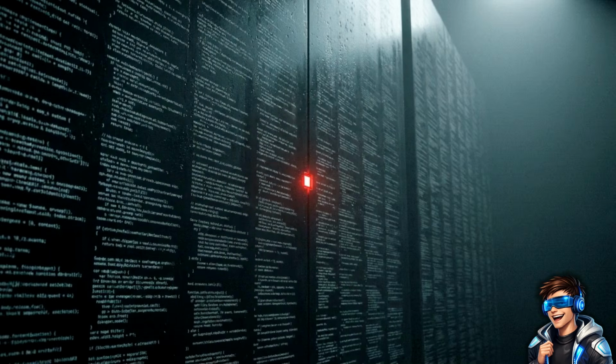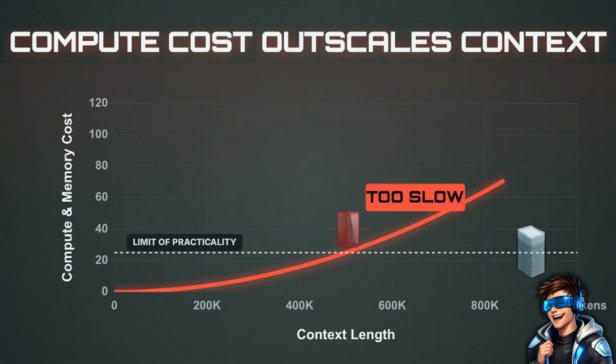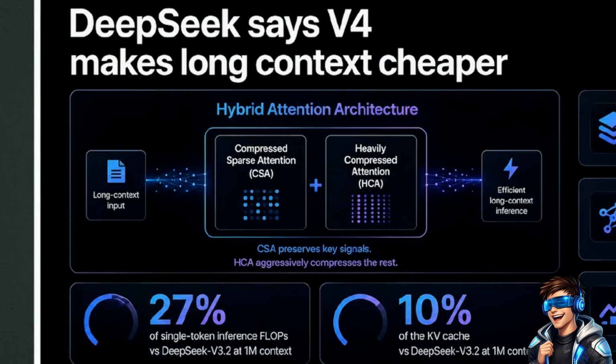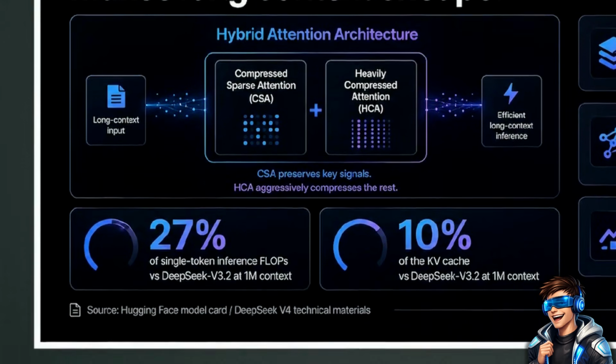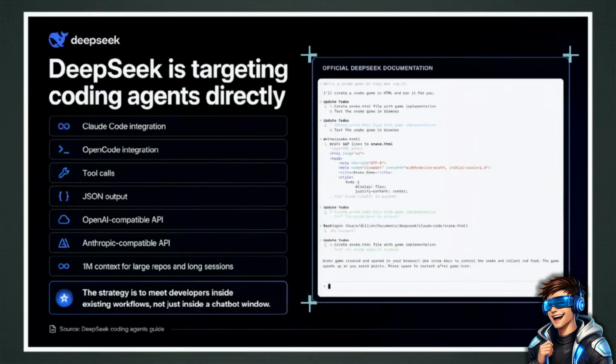Pushing 1 million tokens through an AI model creates a severe mathematical problem. In a standard architecture, making the model pay attention to every single word across thousands of pages requires so much computing power that it becomes too slow and completely unaffordable. This diagram outlines DeepSeek's hybrid attention. By preserving crucial signals using sparse attention and aggressively compressing background noise, it requires only 27% of the computing power and 10% of the memory cache compared to the previous generation.